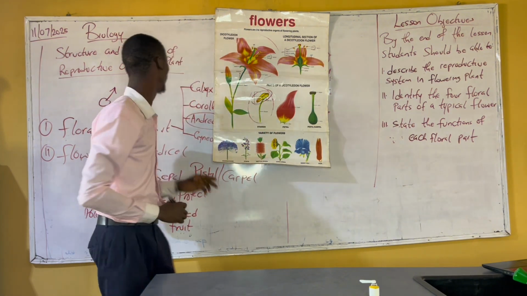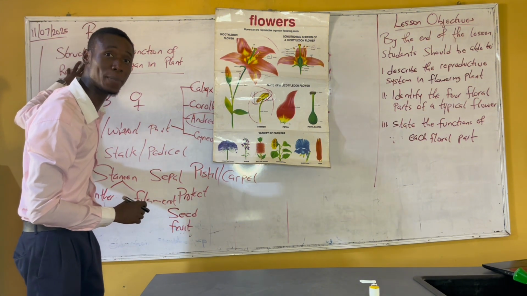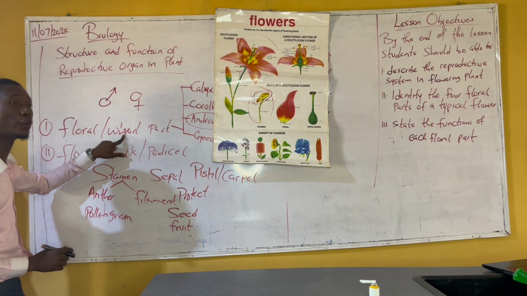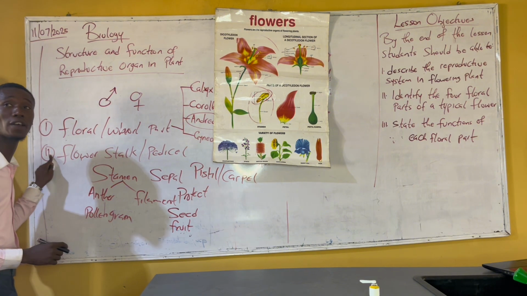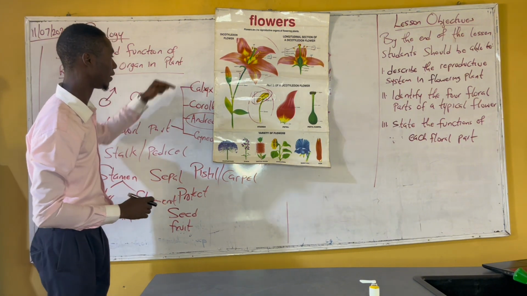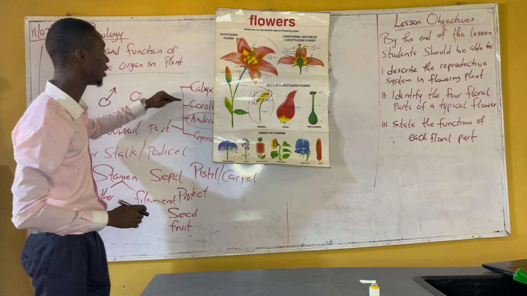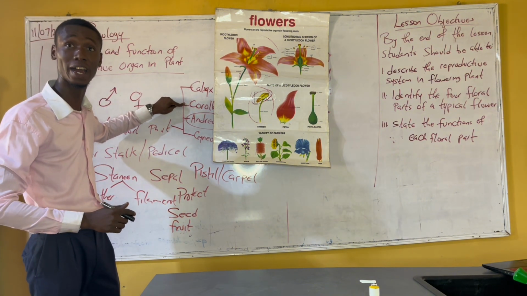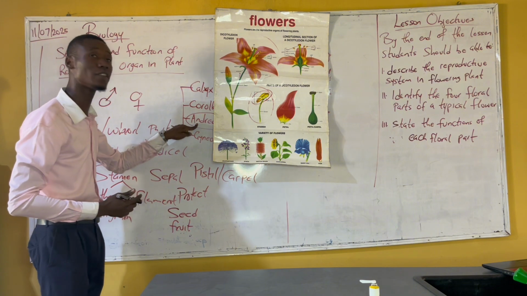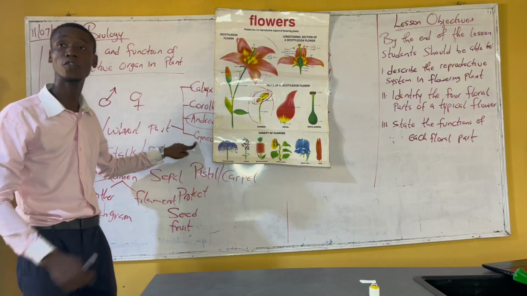Okay, can I go back again? So you see that the flower is the reproductive organ of flowering plants. It has two main parts: the floral part, which is called the whorl, and the flower stalk, which is called the pedicel. The floral part is made of four parts: the calyx, which is a group of sepals that protect the flower in its bud; the corolla, which is made up of a group of petals that attract pollinating insects; the androecium, which is made of the stamens, which is the male organ; and the gynoecium, which is the female organ.